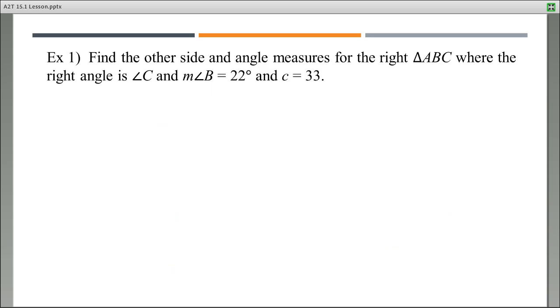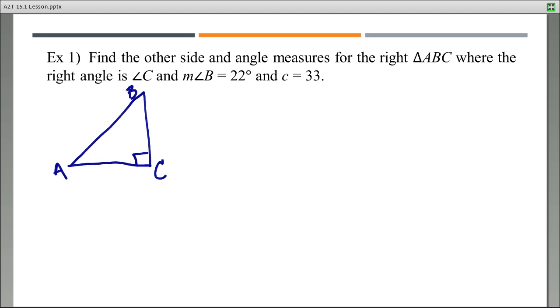Let's find the other side and angle measures for the right triangle ABC, where the right angle is C, and angle B is 22 degrees, and side c is 33. So I'm going to draw the right triangle. They tell me that the right angle is C, so I'll label this C, and then I'll label this one A and this one B.